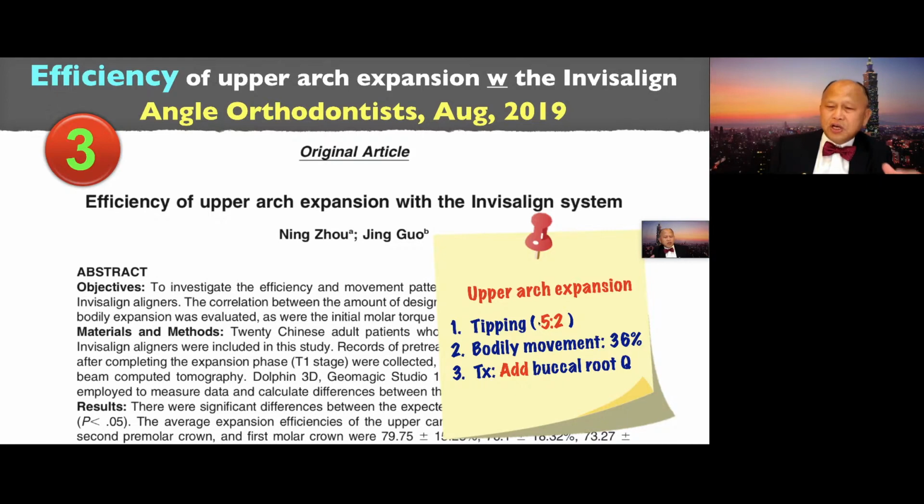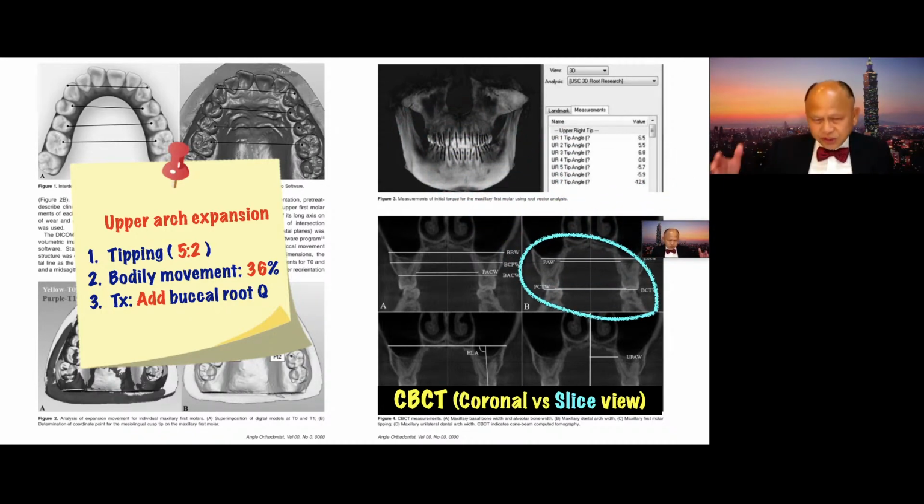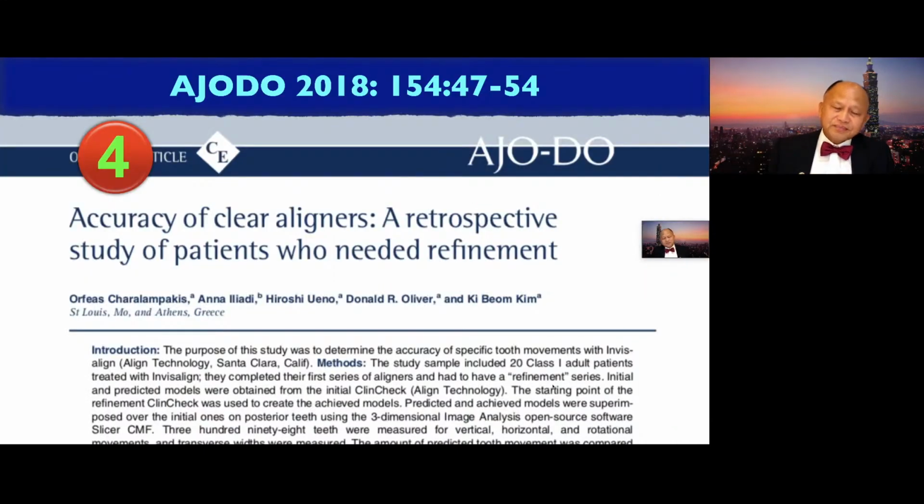The third talks about upper arch expansion, and the conclusion was that the majority of the effect of upper arch expansion is tipping. The body movement is only 36%. So to solve that problem, they propose you can add buccal root torque. And this is a wonderful article. They use CBCT to show you the tipping result of this aligner.